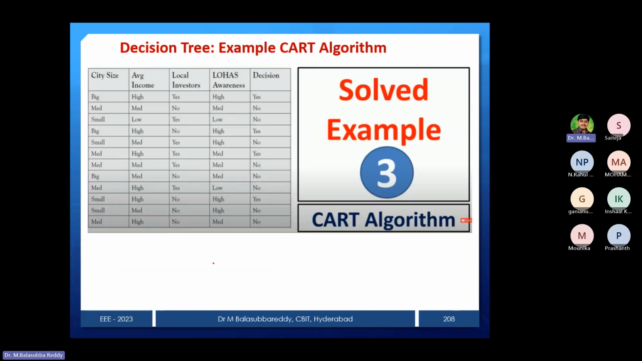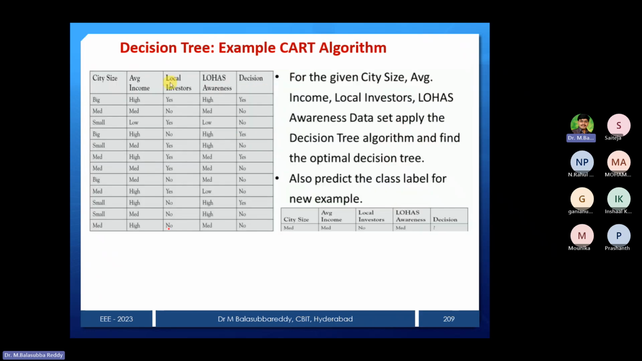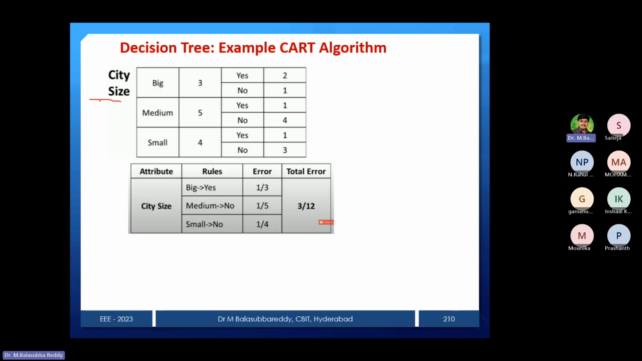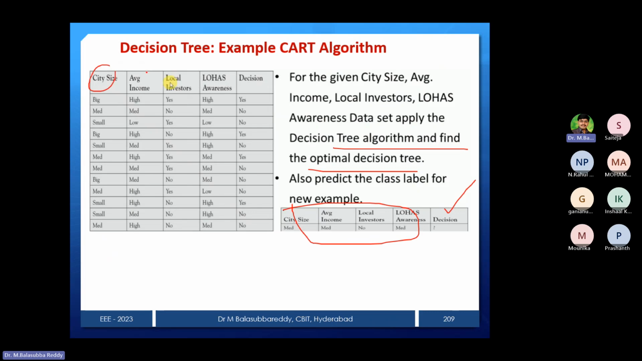That is the reason you will not get the loan. Similarly, any problem you can take. Similarly, city size, average income, local investors, and awareness, then decision yes or no. This also has 4 attributes. The question is that we have to decide whether the decision is yes or no. For city size, average income, local investments, and awareness data set, apply the decision tree algorithm and find the optimal decision tree. First you take city as an attribute, then average income; all 4 attributes you take and find the error.